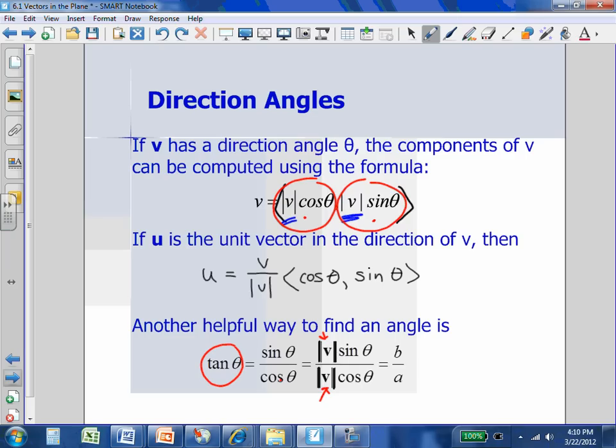And if we were in ai plus bj form, well, this part would be this, and this part would be this. So you can also just look at the fact that if I put these all together, the tangent of theta is b over a, and then it's very, very easy to find out what angle and what direction that vector is headed. So let's practice that a bit.